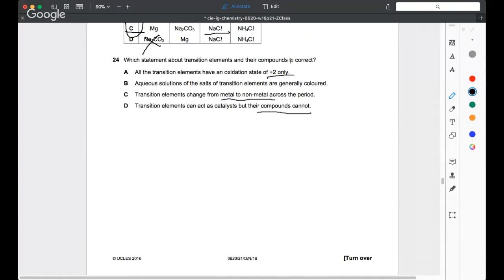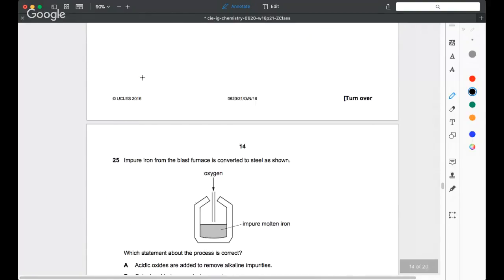Okay, number 24, which statement is correct? A is obviously wrong because transition elements normally have a variety of oxidation states. For example, iron will have +2 or +3. So this is wrong. C, they change from non-metal to non-metal. That's also wrong because transition elements are metals. D, transition elements can act as catalysts, but their compounds cannot. That's wrong because both transition elements and compounds can act as catalysts. That leaves you with B as the correct answer.